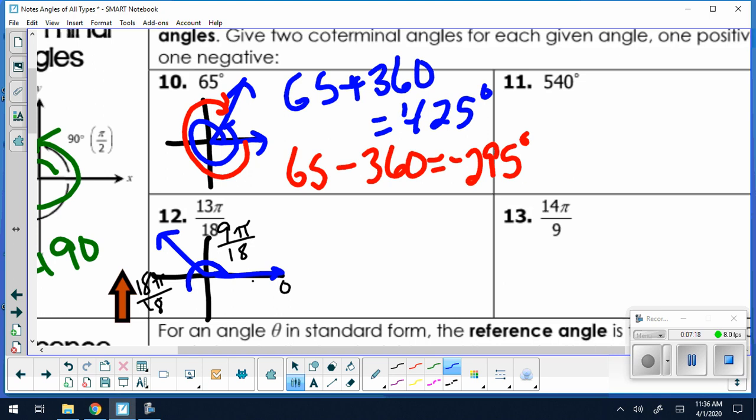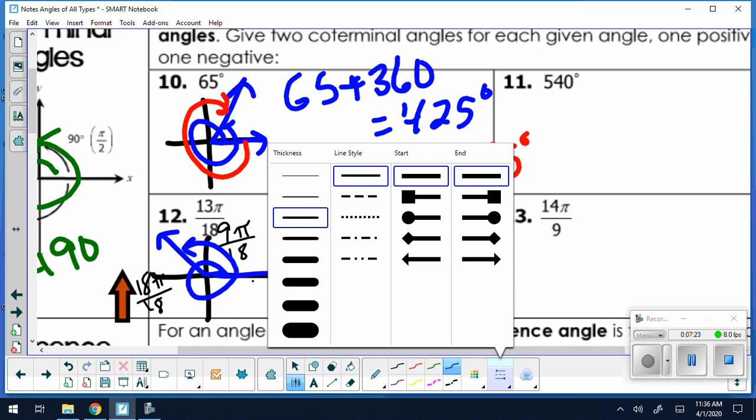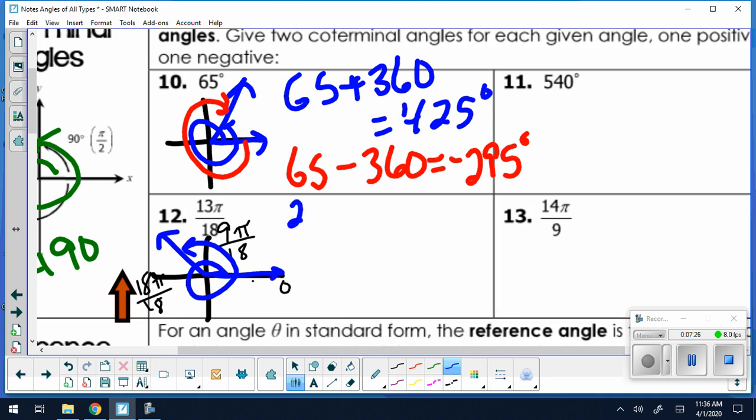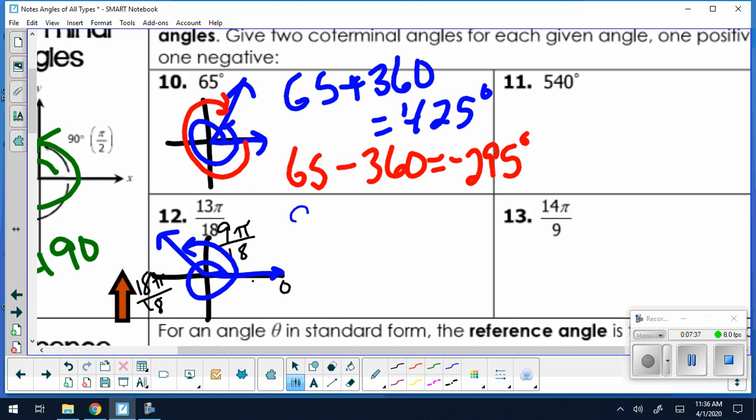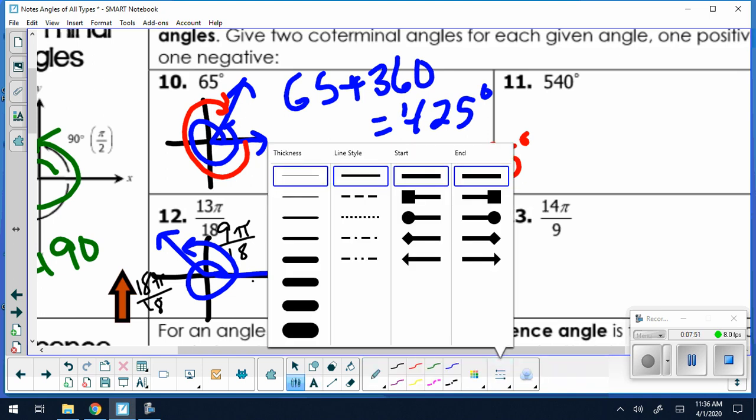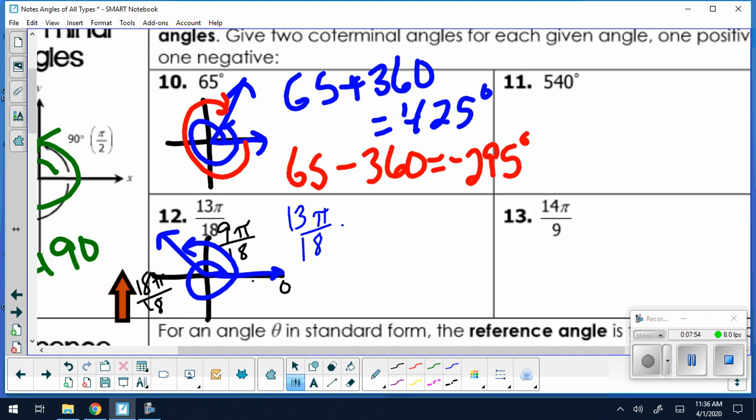All right, now to find my angles, first I'm going to do the one that loops around and gives me another positive. I'm going to stay consistent. Sorry, no, I'm not. I'm going to do 13 pi over 18 plus 2 pi. So this is going to give me the one where it loops around.